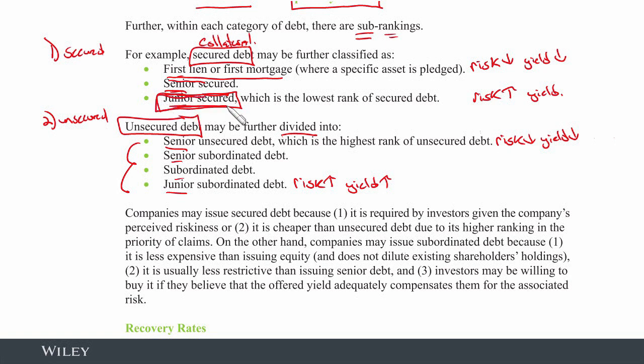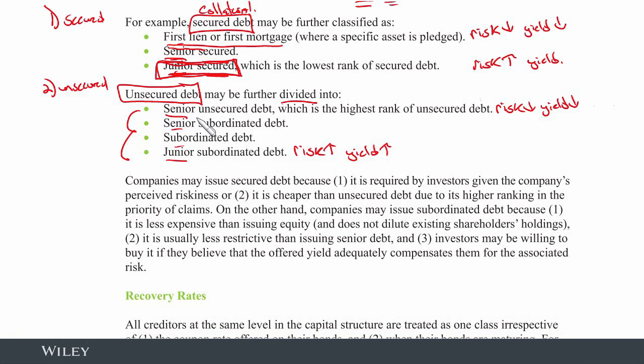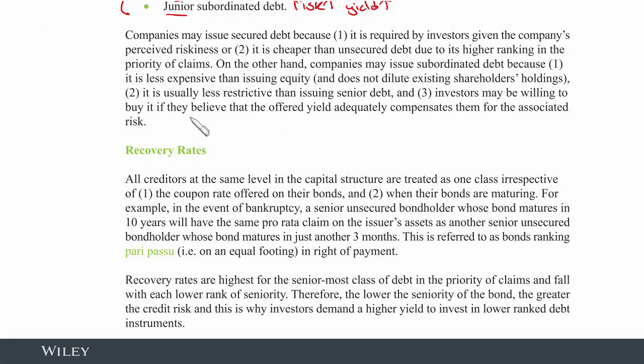If you run out of money at a particular level, how would all the creditors at that level share in the remaining assets? So let's say the junior secured is owed $1 million, but the collateral is only worth $800,000. How would those junior secured creditors share the $800,000 when in total they're owed $1 million? Well, they would share on a pro rata basis. All creditors at the same level in the capital structure are treated as one class despite the coupon rate offered on their bonds and when their bonds are maturing. That makes no difference.